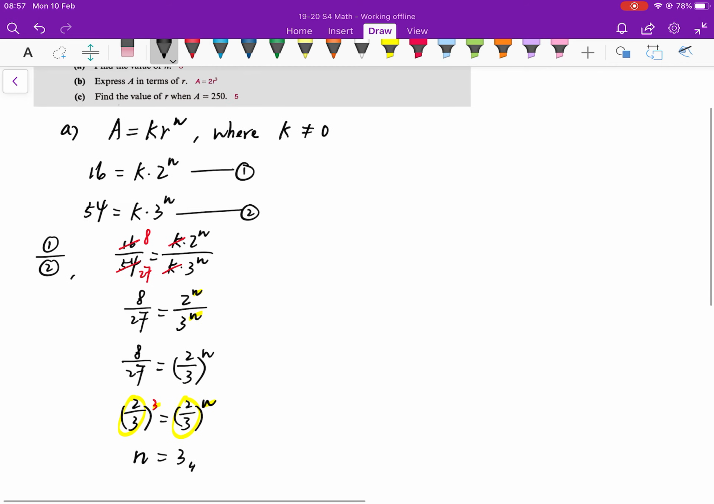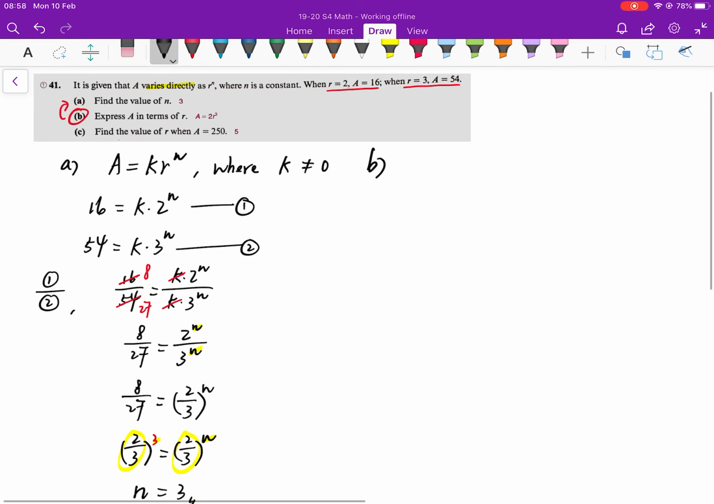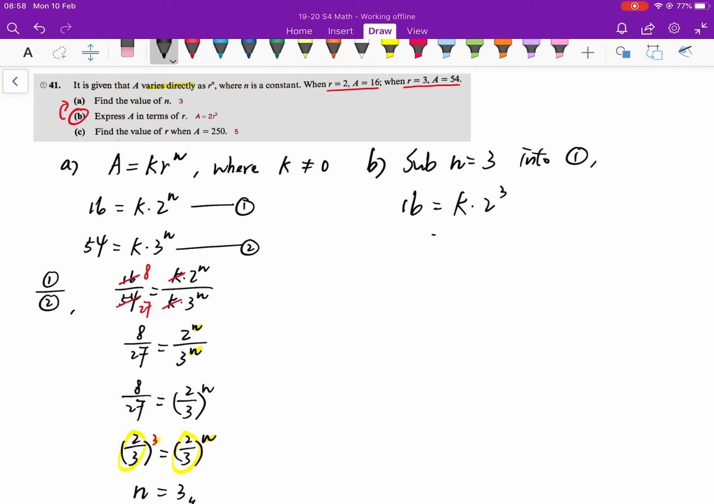Okay, next. Part B asks you to express A in terms of r. That means we have to use the equation again, and then find the value of k. So n equals 3, and we can substitute n equals 3 into equation 1. So 16 equals k times 2 to the power 3. So k times 8, so that k equals 2.